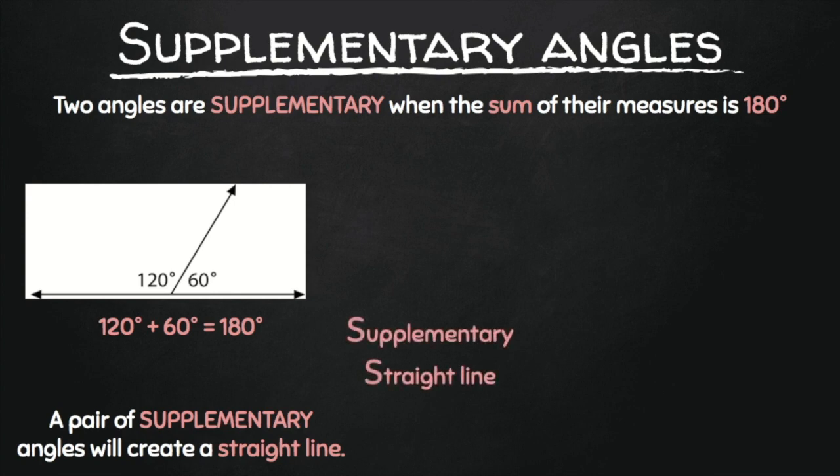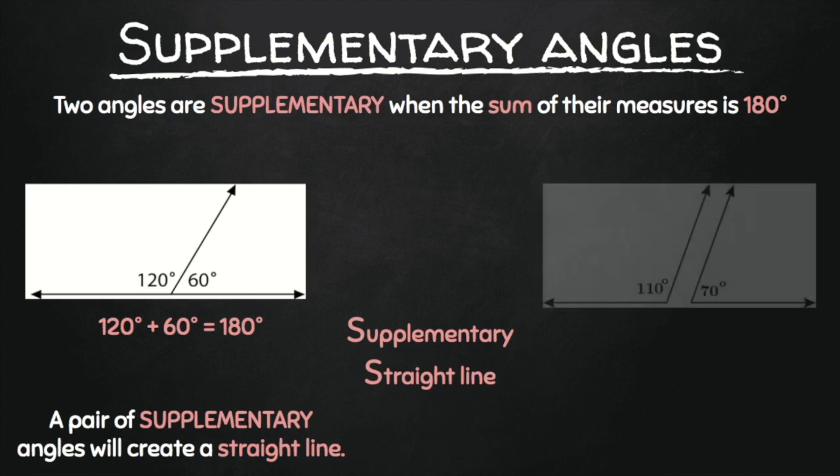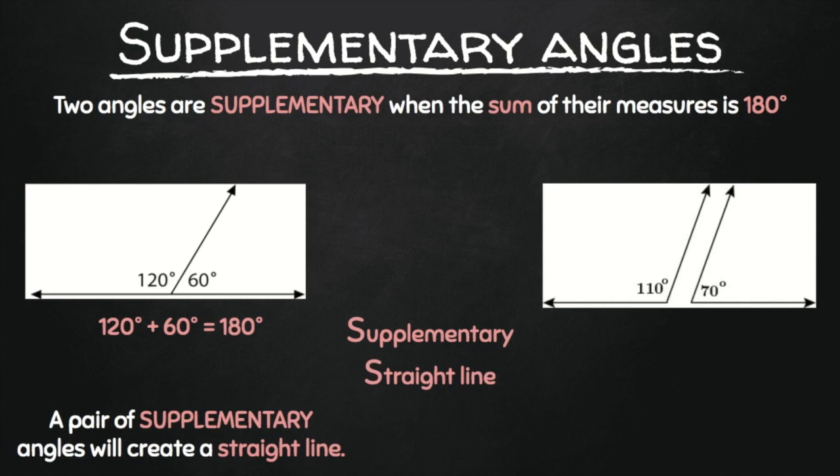One way that I remember supplementary angles is that supplementary starts with an S and straight line starts with an S. So that's a helpful reminder to help you remember the difference between supplementary and complementary. Here is another example of supplementary angles. Again, I can prove that they're supplementary because 110 degrees plus 70 degrees equals 180 degrees.